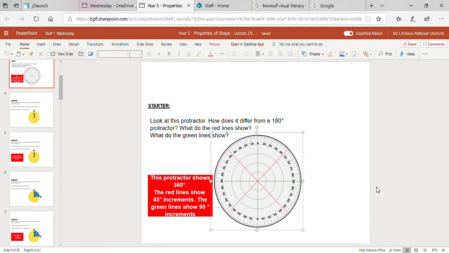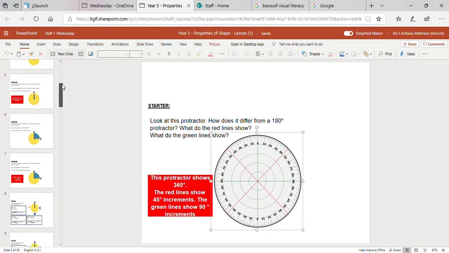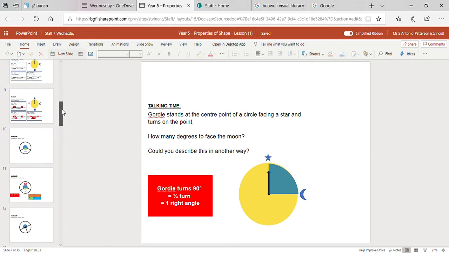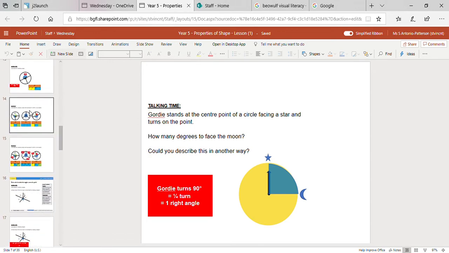Okay, as Crystal correctly pointed out, this protractor is different from an ordinary protractor because this protractor is a 360 degree protractor. We would require two of the ordinary 180 degree protractors to make this protractor. Yesterday we thought about naming turns. So we know that a 90 degree turn is the same as a quarter turn because 4 90s make 360. A full turn is 360, and a 90 degree turn or a quarter turn is the same as a right angle because a right angle is 90 degrees exactly.